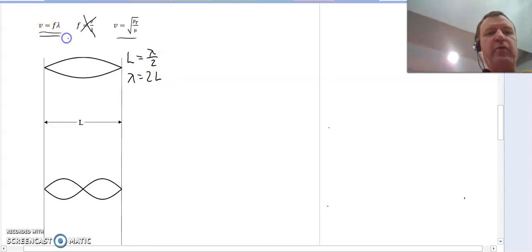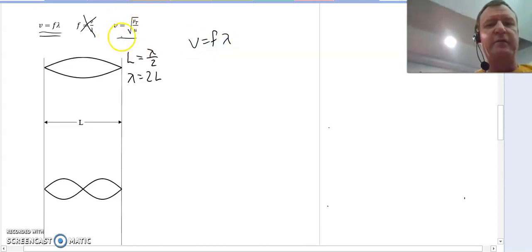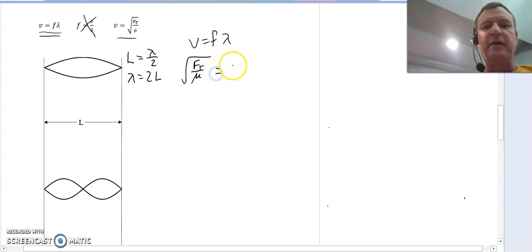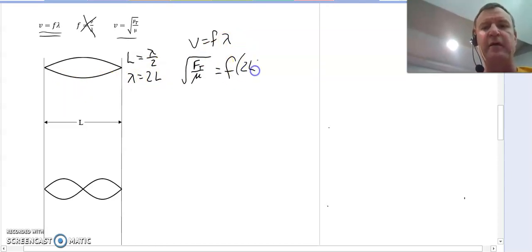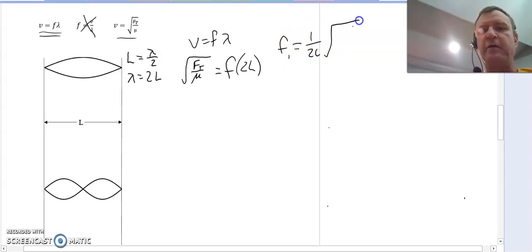Now I'm going to go to the wave speed equation, v equals f lambda. Now the speed, if we're on a string, depends on the tension and the linear mass density, so I'm going to substitute that in. Square root of the tension over linear mass density equals frequency times wavelength. Well, we have this expression for wavelength in terms of the length of the string, so 2L. Now I'm going to solve this for frequency, and I get f, I'm going to put a subscript there of 1. You'll see why in a minute. f1 equals 1 over 2L square root of tension over mu.